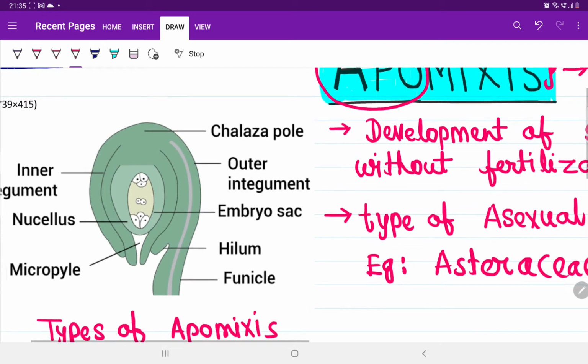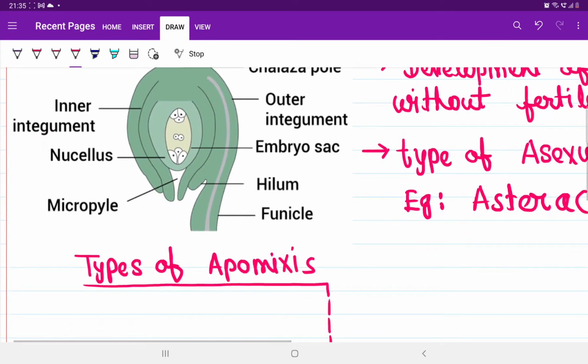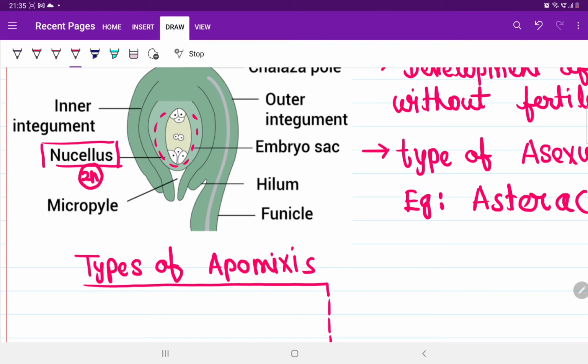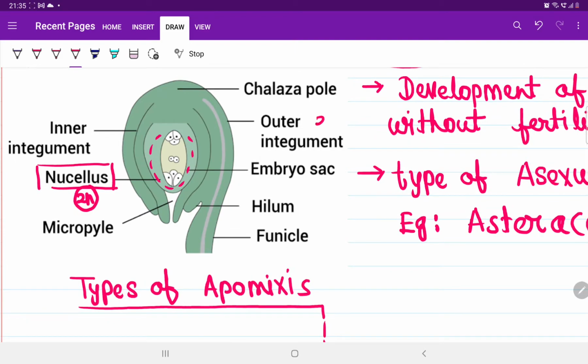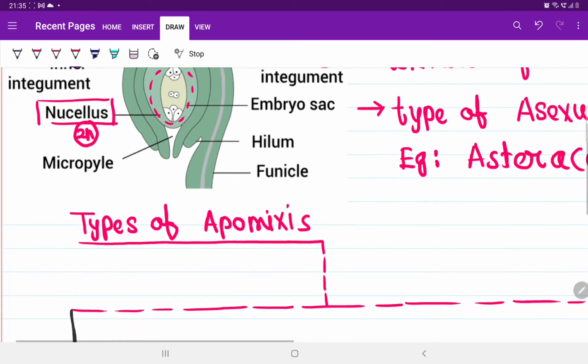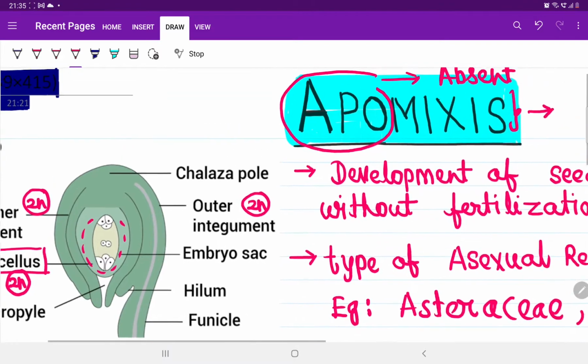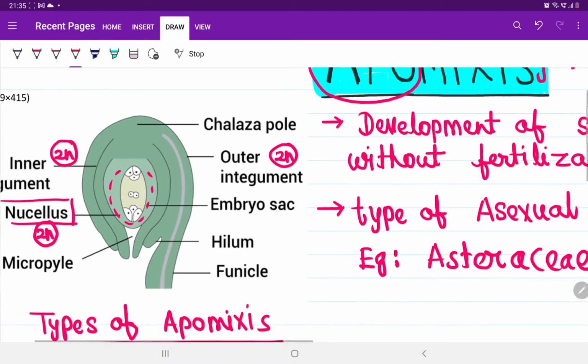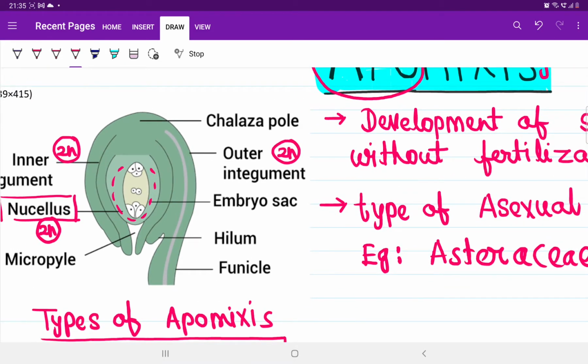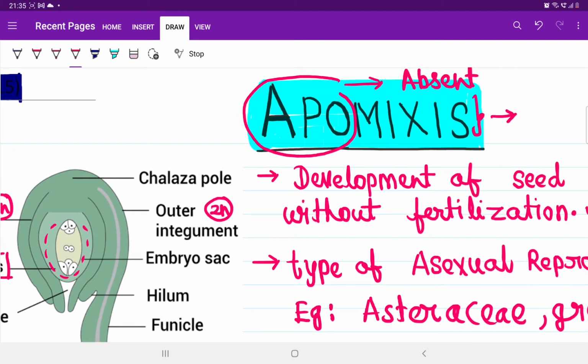This is one ovule you see. In this ovule, this portion is the nucellus. Nucellus cells are diploid. Fine. And then we have the outer integument, which is also diploid, and the inner integument, which is also diploid. In apomixis, the embryo will develop from all of these structures.